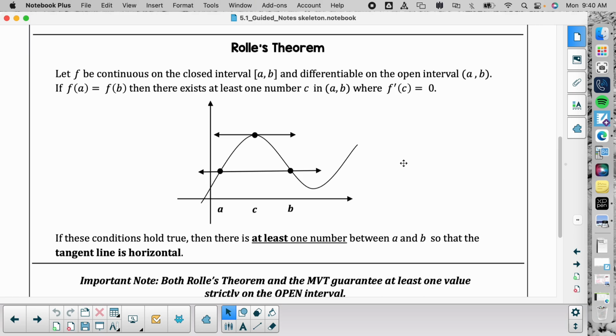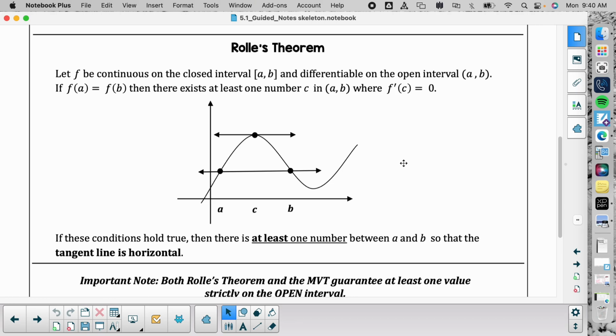Rolle's theorem is essentially one specific case of the mean value theorem. It's the exact same thing as the mean value theorem, except it's only the one case where they're level. So that's why I've always wondered why they consider this separate. But they do, so we learn it.